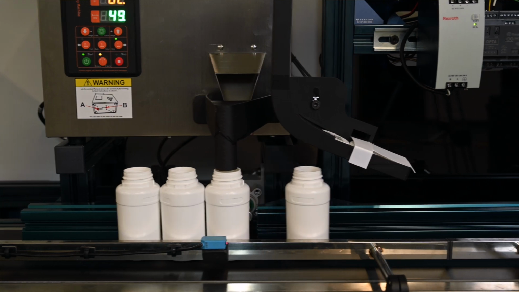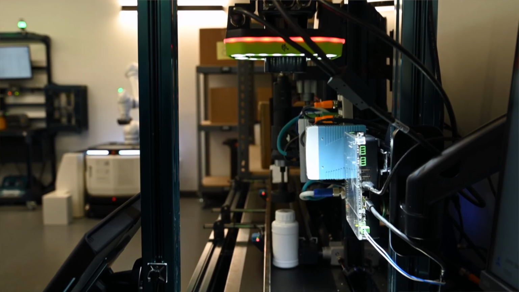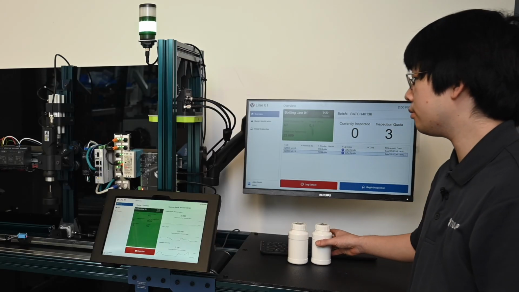As bottles move through the line, onboard sensors count each unit produced. That data is sent into Tulip as a machine attribute, allowing us to track throughput in real time. Operators and supervisors can instantly see whether the line is meeting production targets.